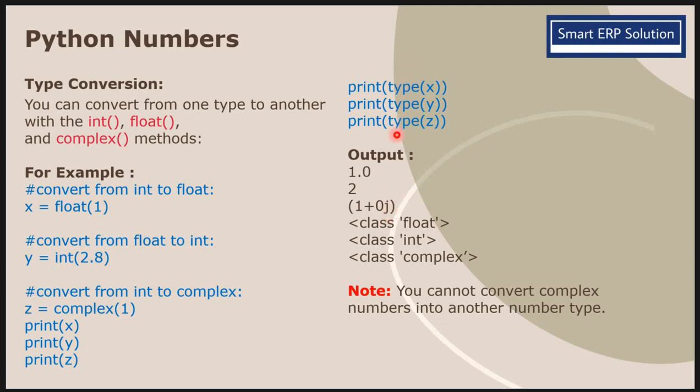If we check the type of these three variables, the first will be displayed as float, next as int, and this will be displayed as complex, because z is a complex. It converts an integer value to a complex value. The int function converts a float value to an integer value. So type y will be int, type z will be complex and type x will be float, because the float function converts an integer to a float value.